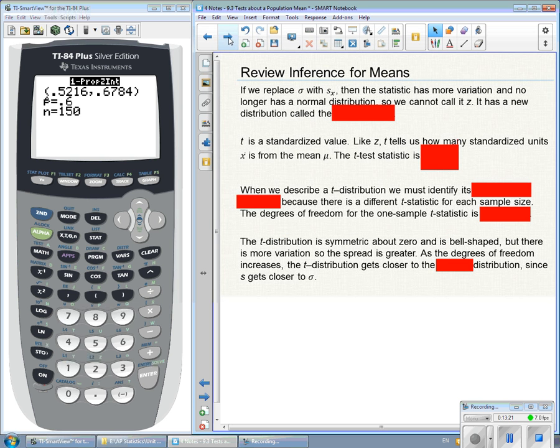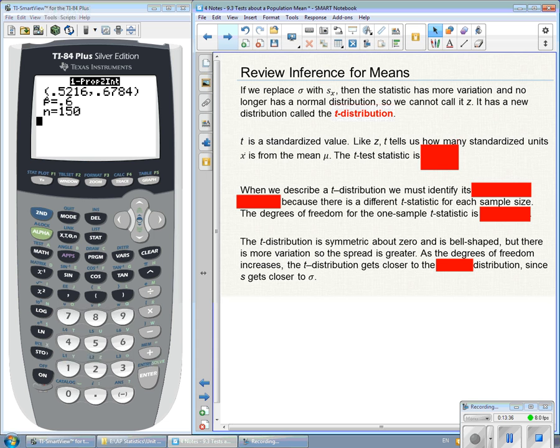So if we replace sigma with s sub x, then the statistic has more variation and no longer has a normal distribution. So we can't use the z distribution. We can't use the standard normal curve. It has a new distribution, and that distribution is called the t distribution.